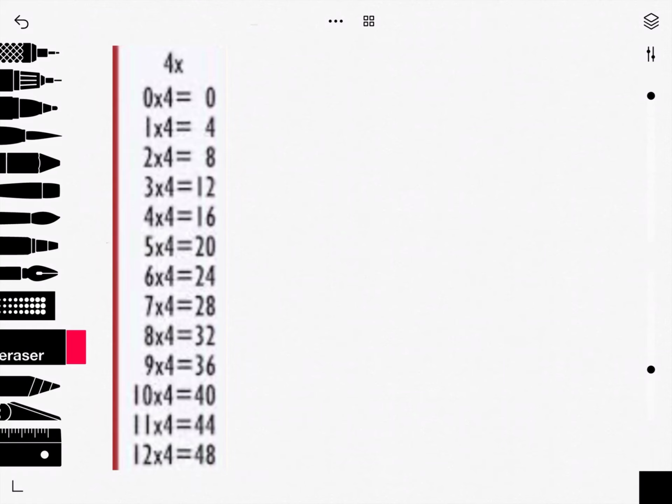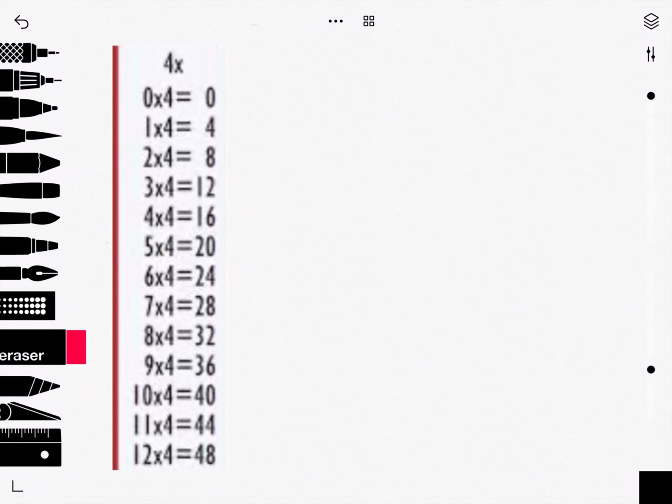Alright, this is the 4th times table, the 4 times table. And this will be our last one for this video. And let's go through it. It's the same thing. 0 times 4 equals 0. 1 times 4 equals 4. 2 times 4 equals 8. And it goes on forever. So, make sure you memorize.